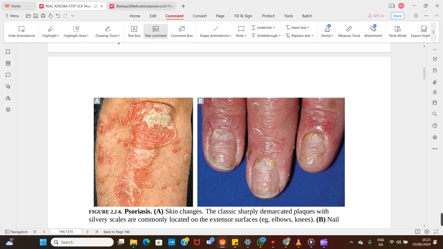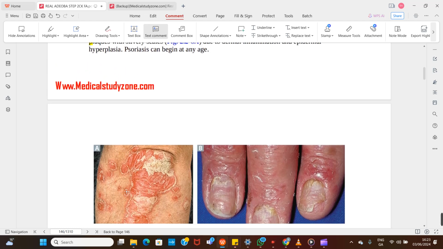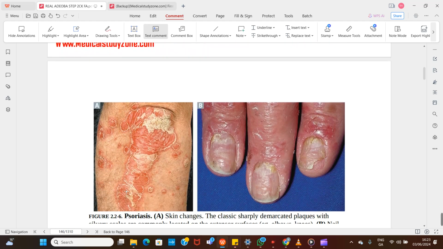And one thing that is going to help us nail it totally is that you are going to be seeing it at the extensor surface of the body, unlike its twin brother, lichen planus, that you are going to see in the flexural areas of the body. But for psoriasis, it is the extensor areas of the body. And what do I mean by the extensor areas? You are going to see it at the elbows and the knee. You can also see it at the back and the lumbosacral region. But it's very common, and also the scalp.